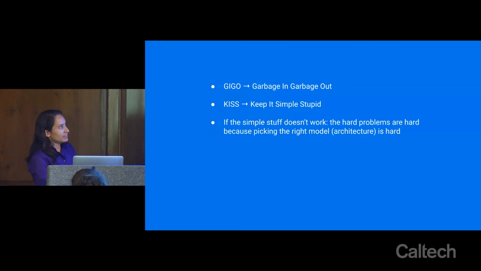All right. The next thing, which is a little bit difficult, but is an important concept to grasp: if the simple stuff doesn't work, the hard problems are hard because picking the right model, also known as the architecture, is hard. On Friday last week, there was a little bit of discussion in the lecture I gave on what convolutional neural networks are good for, which is often images, and what recurrent neural networks are good for, which is often sequences. These are not the simplest model architectures.